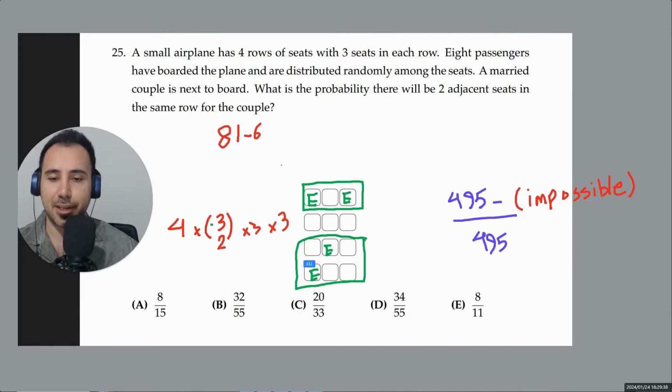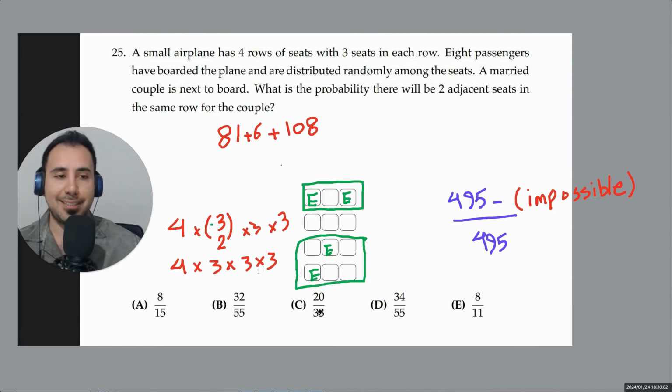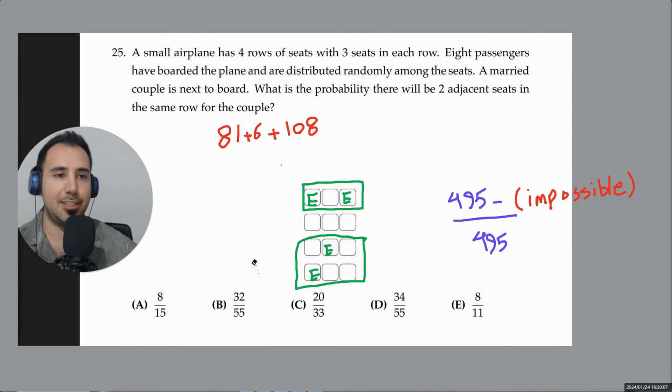Okay, so it's finally over. We just have to multiply this. 4 times 3 times 3 times 3. Okay, so it's going to be 27 times 4. It's going to be 108 ways. Okay, yes. So that's the numbers that are impossible for the couple to sit adjacent.